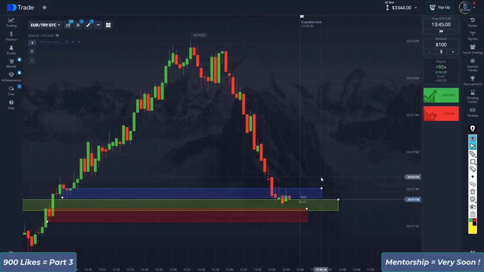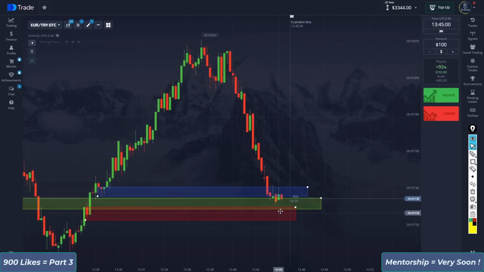We're trying to be super concise, super precise, okay? Otherwise, we would enter at this green area. So, okay, I will enter right at this green area. Let's see what will happen. Let's see if we're going to win this trade.